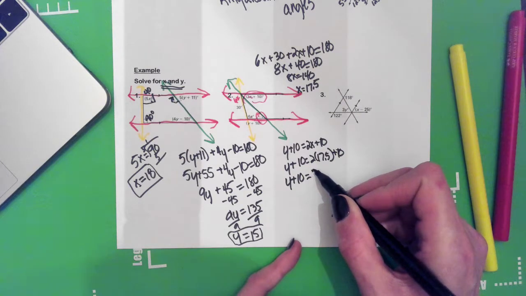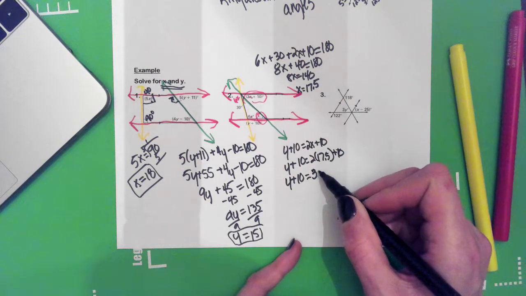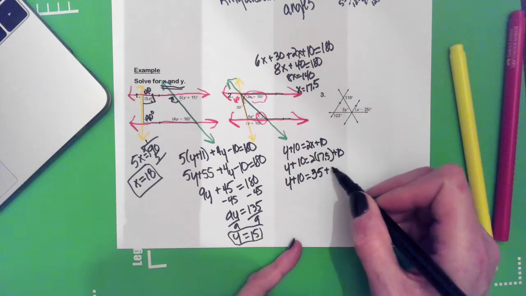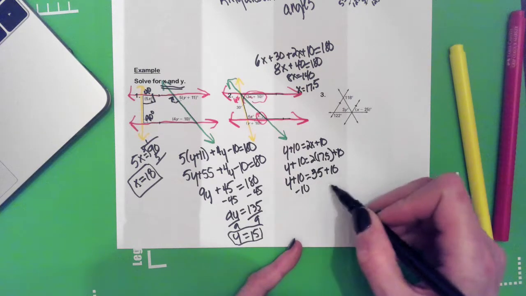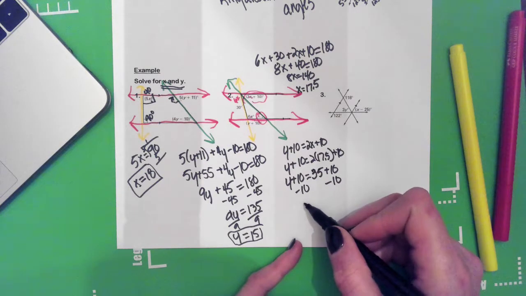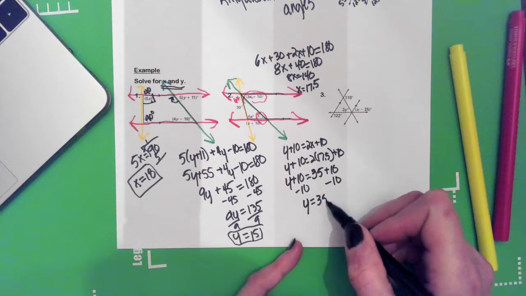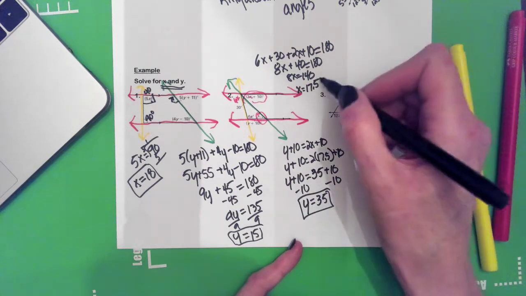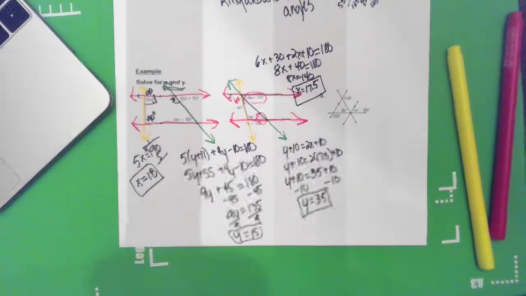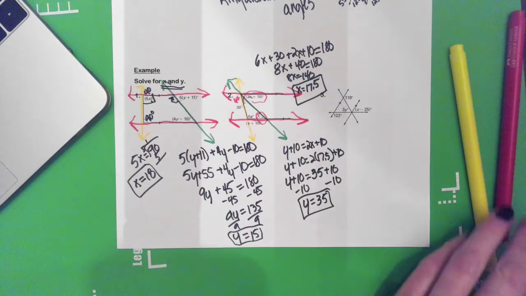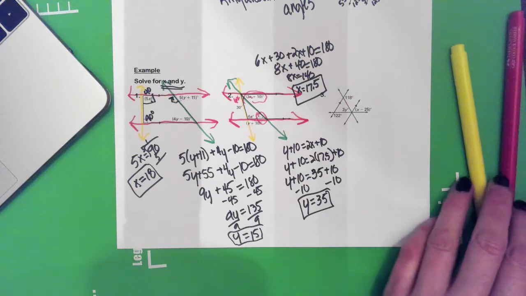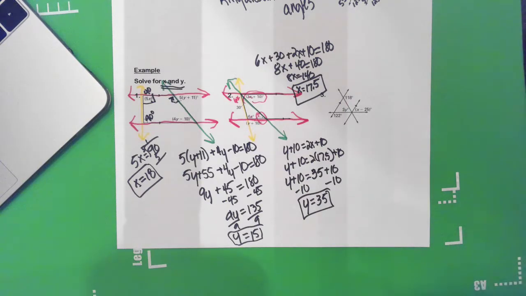If I know what my x is, 2 times 17.5 plus 10, I can solve for that problem. 2 times 17.5 is 35 plus 10. My 10s cancel out. I get y equal to 35. So I have just solved for x and y in that problem. So see, it gets kind of messy a little bit, but it really works.